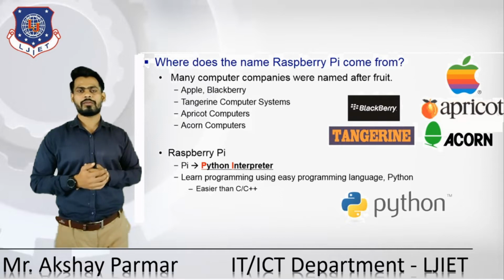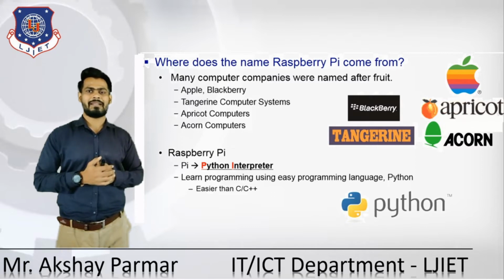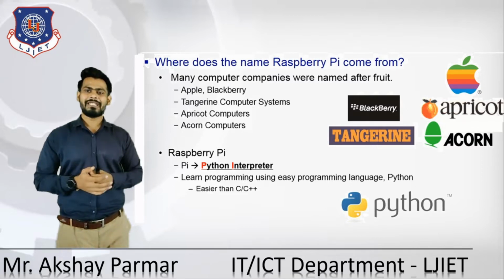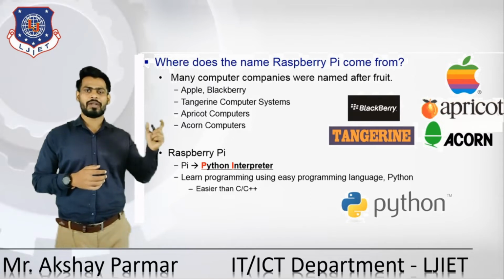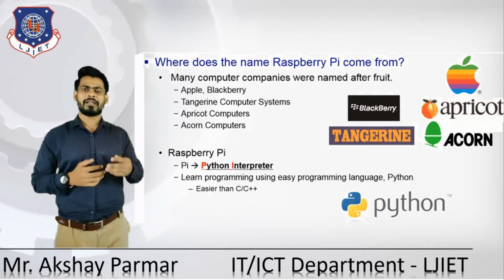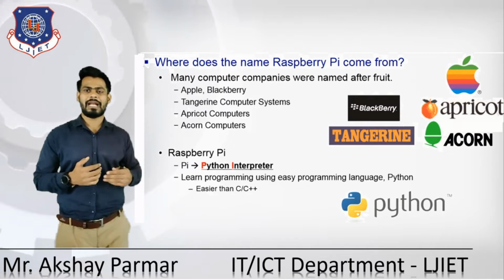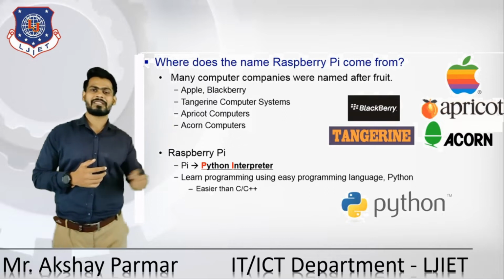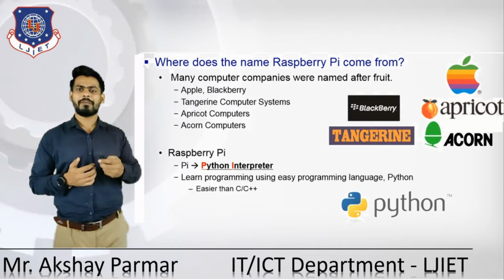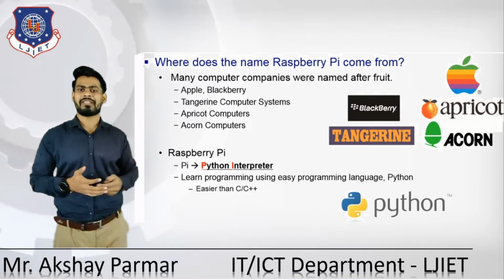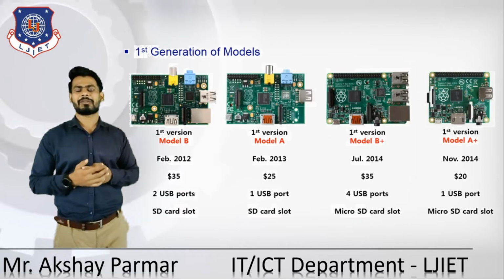So what do we mean by Pi in Raspberry Pi? Pi means Python interpreter. Raspberry is there as the name of a fruit, as the company followed that trend of naming after fruits. And Pi means Python interpreter. It is used to learn programming using an easy programming language, Python, which is easier than C and C++.